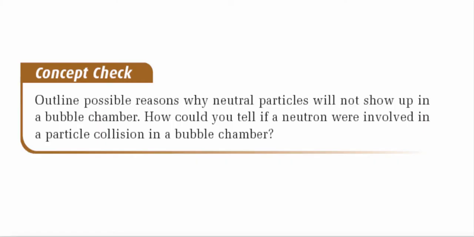So now that we have made and shared Venn diagrams, I want you to think, why will neutral particles not show up in a bubble or cloud chamber? Also, how could you tell if a neutron were involved in a particle collision in a bubble chamber?